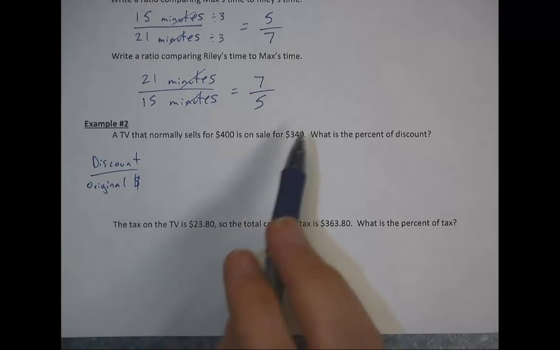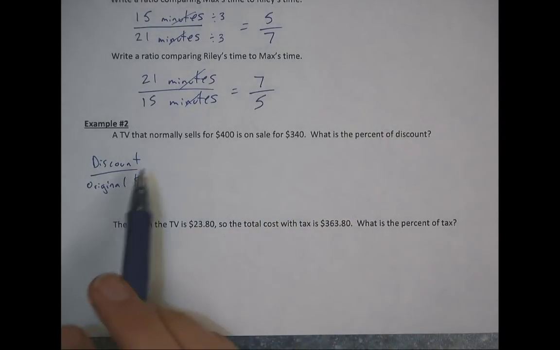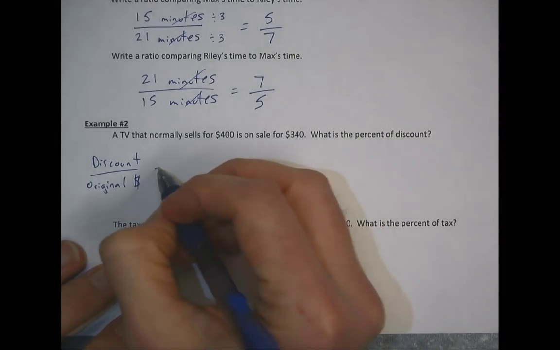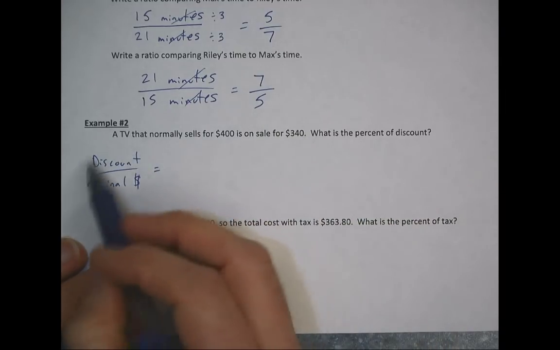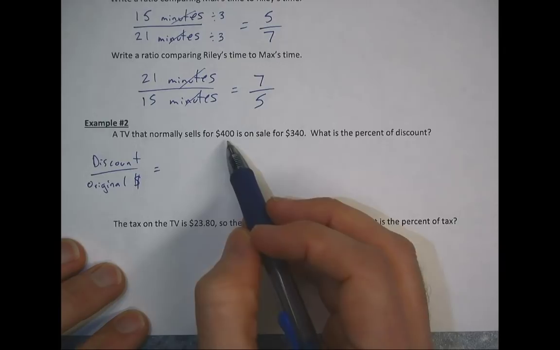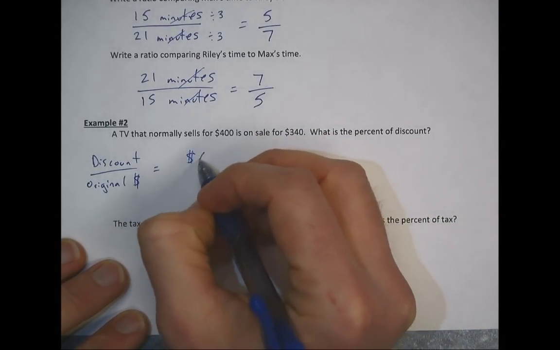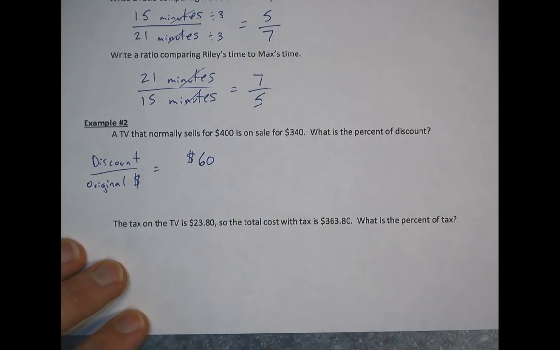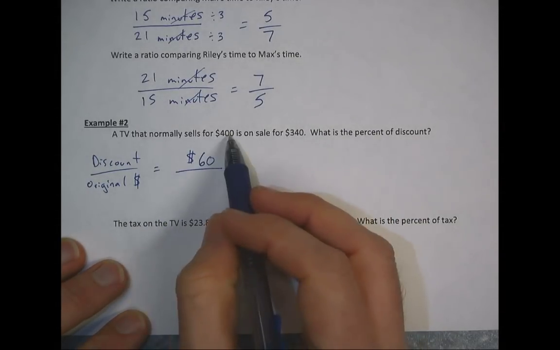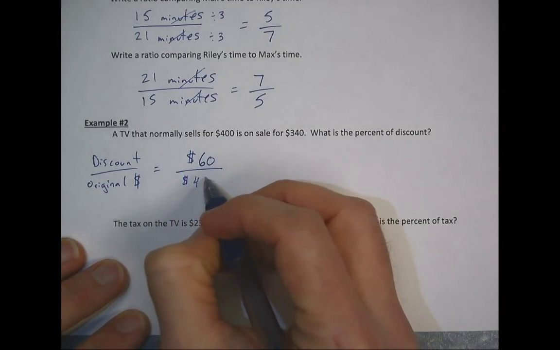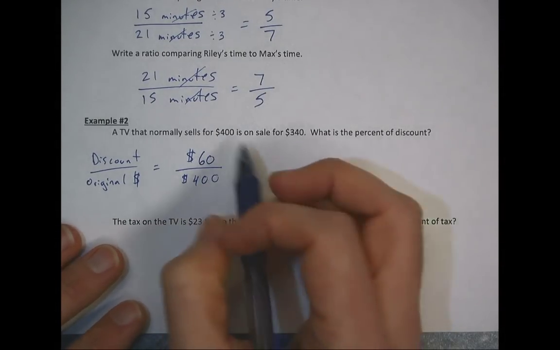Okay, if I set up my numbers another way, I can still find a percent that may be helpful in certain situations, but it's not going to be the percent of the discount. So when I go to put in numbers in here, I'm not going to necessarily grab both of these. The discount is how much money came off the price. So if it was $400 and now it's $340, that means that discount was $60. $60 came off the price. That's the discount. And the original price, it normally sells for $400.